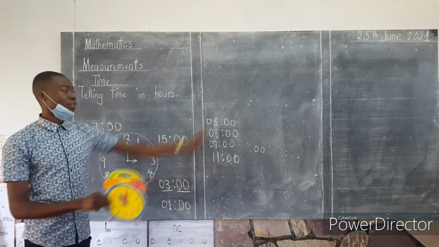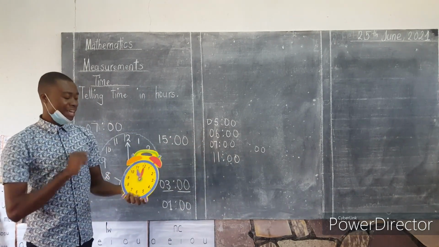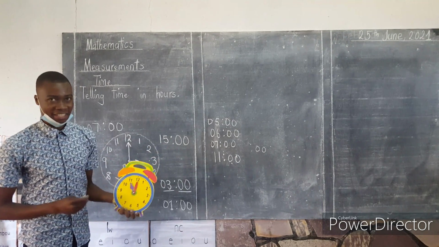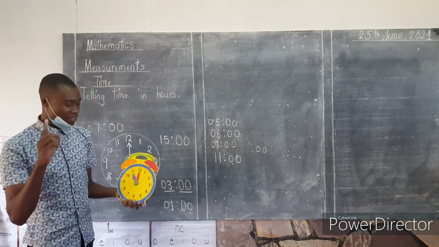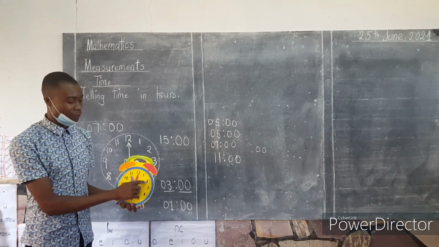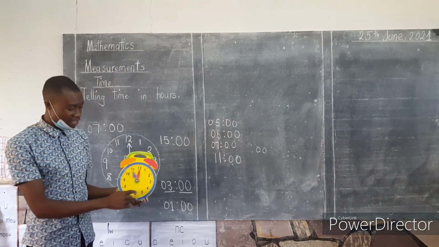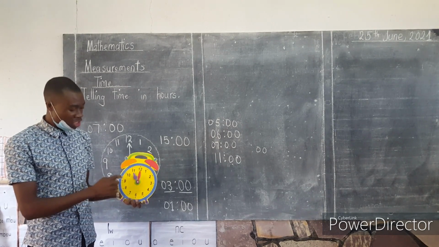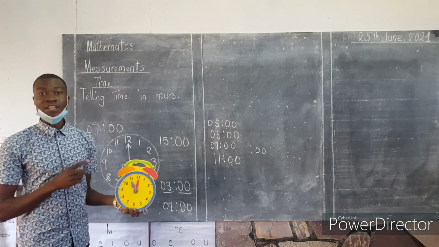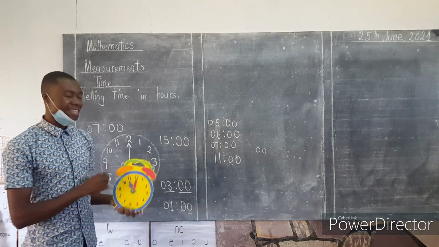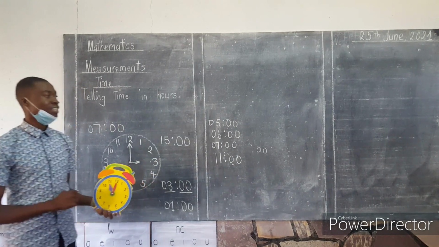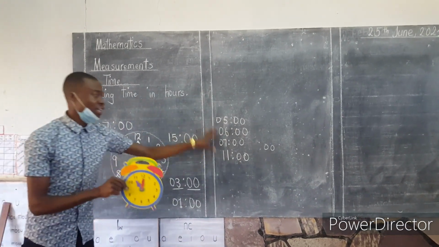Okay, so this is how we tell time in the morning. But then, what if it is pointing at 11 and it's night? What time is it? So what you need to do is start from 12. You count 12, 13, 14, 15, 16, 17, 18, 19, 20, 21, 22, 23. So if it's in the night, you find that the time will be 23 hours. Okay, so this is how we can tell time in the morning.